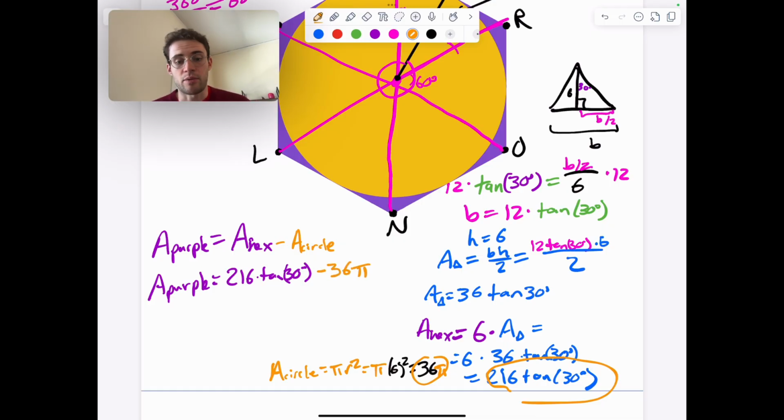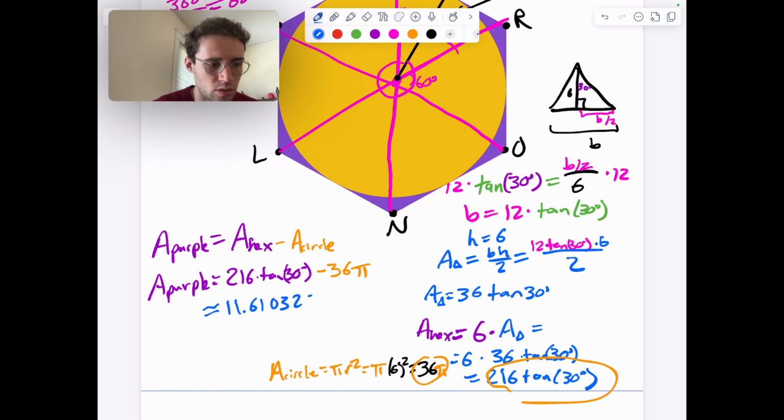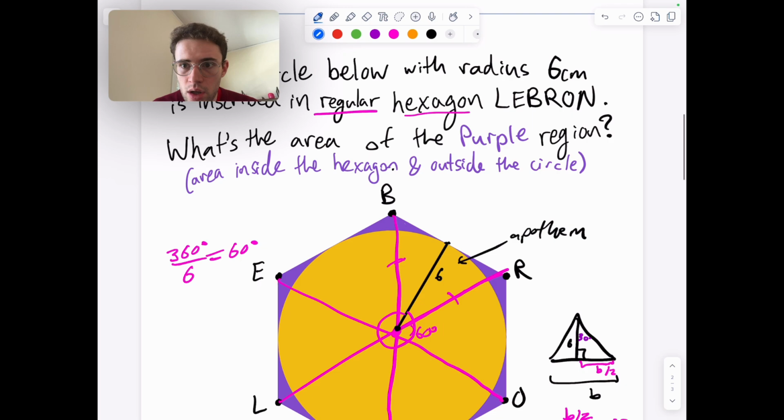Now again, I'm not rounding any of those things until the end. I'm going to type this in exactly as it appears there on my calculator. So 216 times the tangent of 30 degrees, make sure you're in degree mode, minus 36 pi gives me 11.61032262. Now, I didn't specify at the beginning, but say we were rounding to the nearest hundredth, then we would say it's 11.61.